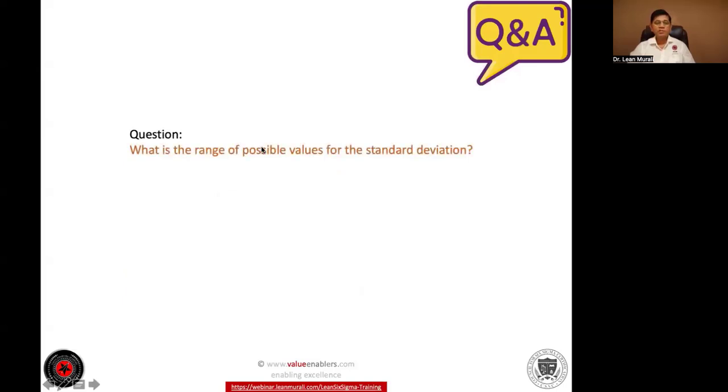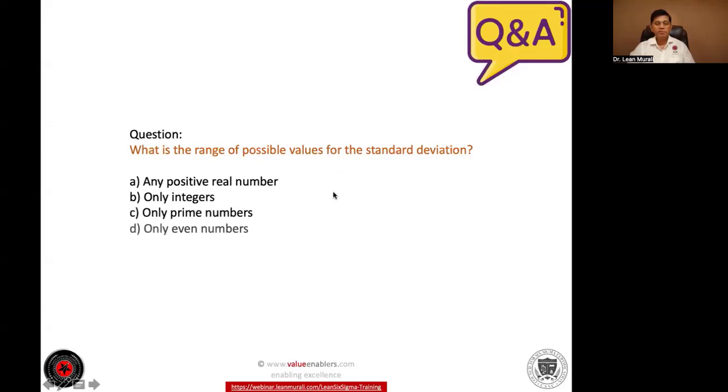Okay, I think this is the last question. What is the range of possible values for standard deviation? Any positive real number, only integers, only prime numbers, only even numbers. Of course, any positive real number.